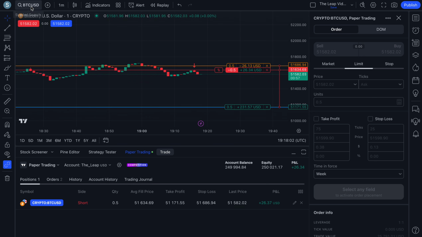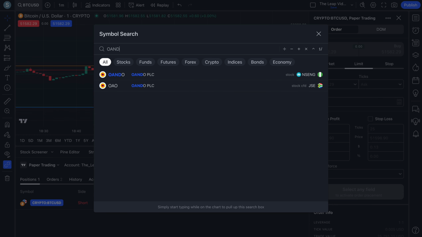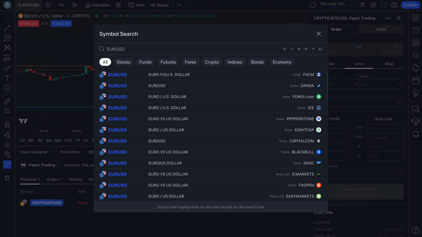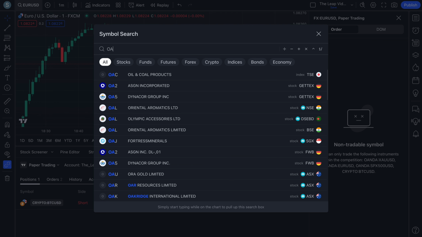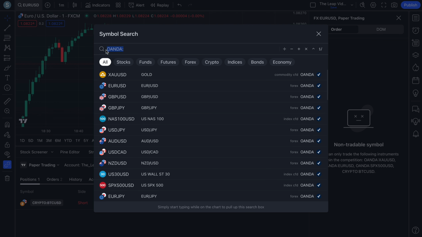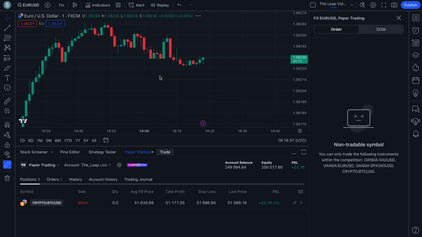So what we're going to go ahead and do next is let's go trade the Euro USD. And of course, what you must pay attention to is we are selecting the eligible symbol, because if you do type in Euro USD, for example, there are a lot of symbols to pick from. However, if you do not have the correct exchange, it won't work. So we need to make sure we have the accurate exchange selected. It says non-tradable symbol. It's because we have the incorrect exchange for this paper trading competition selected. So we must type in Oanda, Euro USD, and then select.